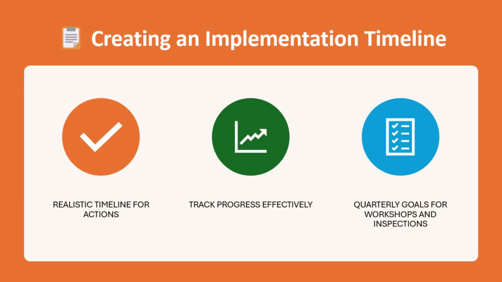Creating an implementation timeline. A strategic compliance plan needs a realistic timeline that outlines when each action will be taken. This helps in tracking progress and ensures that the plan stays on course. Example: setting quarterly goals for the number of workshops to be conducted and inspections to be completed.